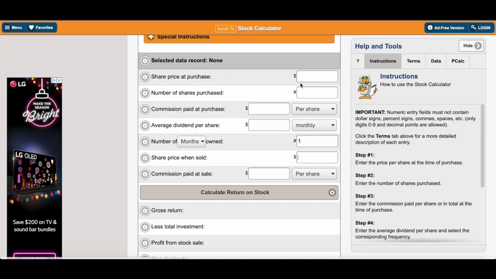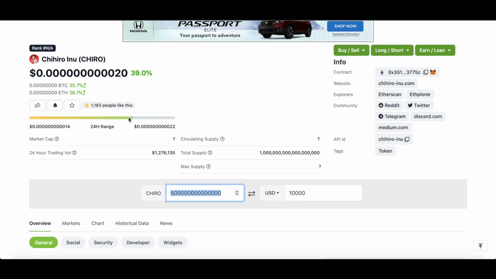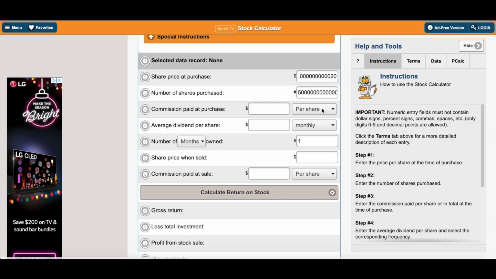And then we take that to the stock calculator. You enter in your number of shares right here. You enter in the price you bought it at. And then the number of months, you can enter 1 right there. And then the price you sold. This is where you will play with the numbers to see your potential return. If it increases, you can see right now at the current price of Chiro, that's $10,000, right? Now, let's say we go to a $40 million market cap, right? $40 million market cap would take that $10,000 to $20,000, giving you a $10,000 profit from that.